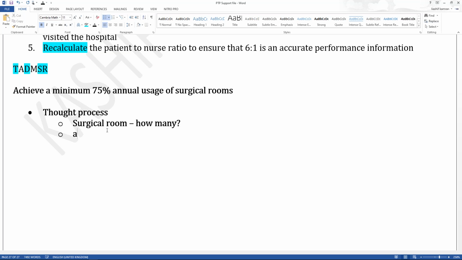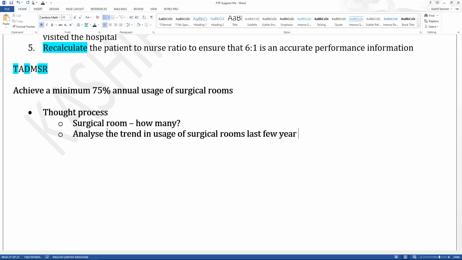Okay, next. Achieve a 75% annual usage of the surgical rooms. Should I analyze the trends in the usage of the surgical rooms over the last few years to see, is this percentage varying, or is it exactly the same over the last few years? How much was the usage in the last year, 2019, for example? How much was the usage in 2018?